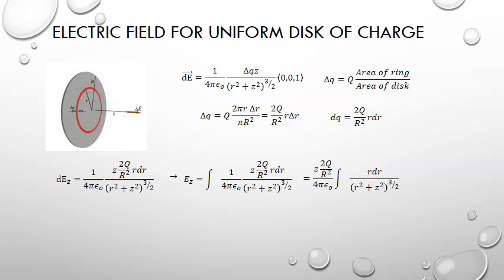So I'm going to factor out whatever's constant. The 2q over r squared and z are all constant. And remember, z is the distance we're above the disk, or away from the disk according to the picture we see here. And I'm left with this integral here.